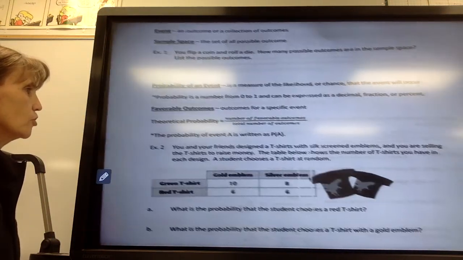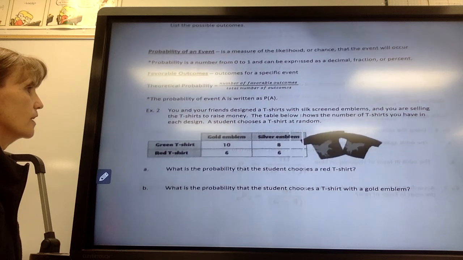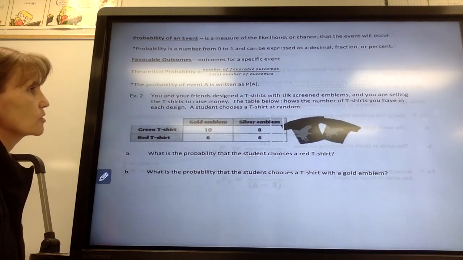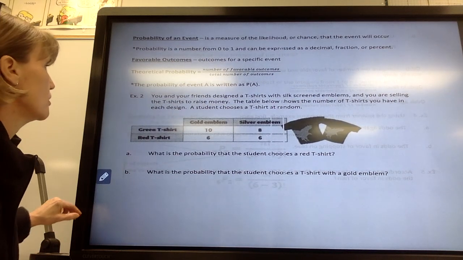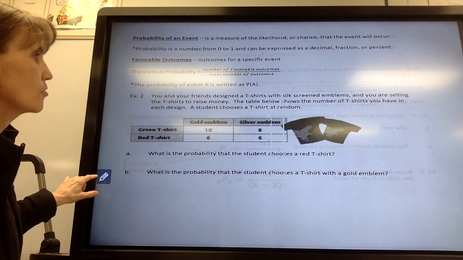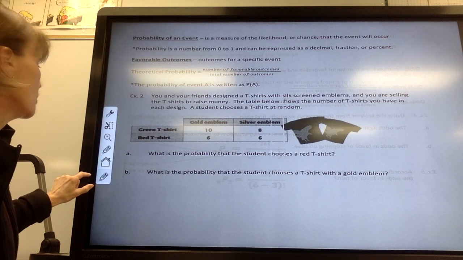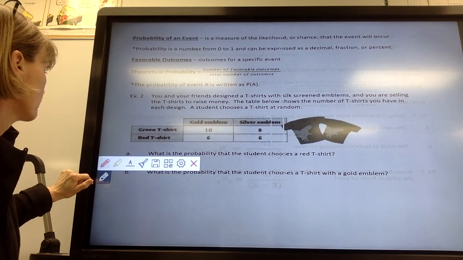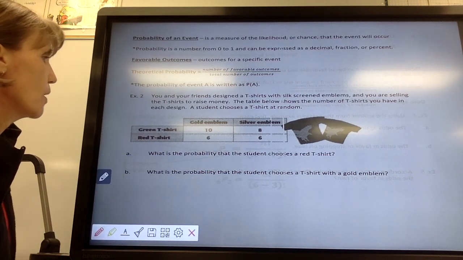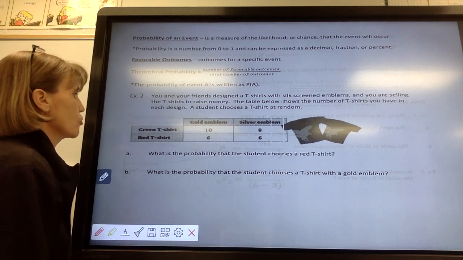For example 2, it says you and your friends designed t-shirts with silk-screened emblems and you are selling the t-shirts to raise money. The table below shows the number of t-shirts you have in each design. A student chooses a t-shirt at random.